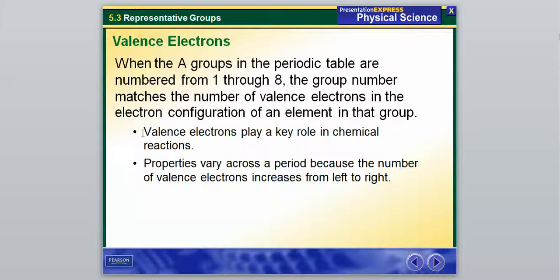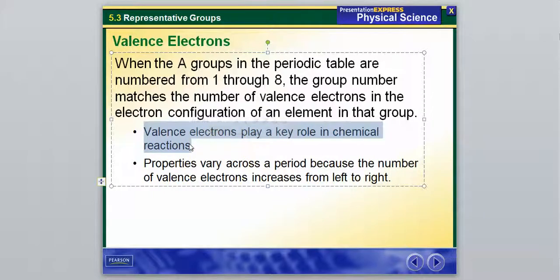And the reason why valence electrons are important, why they even matter, is because they play a key role in chemical reactions. Based off of how many electrons you have available in your outer shell, that's going to play a role in what kind of elements you can bond with, what types of things you can react with, and that's what we're going to see in our next chapter. So these are going to keep constantly building onto one another. And then properties will vary across a period. Remember, period is our rows, because the number of valence electrons increases from left to right. Towards the end of one of our last videos, we looked at how different elements are in their properties and their reactivity going from left to right, and that is because they have a different number of valence electrons.